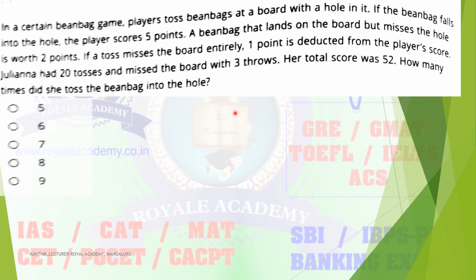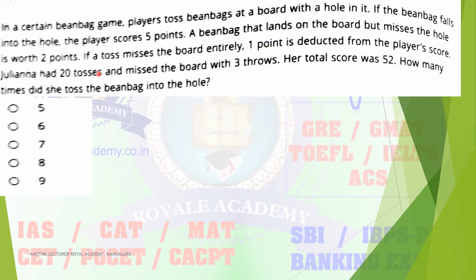How many times did she toss the beanbag into the hole? That is what you have to find out. These are the options. In a certain beanbag game, the player tosses beanbags at a board with a hole in it. If the beanbag falls directly into the hole, the points are 5. If the beanbag lands on the board but misses the hole, then the points are 2. If the toss misses the board entirely, the board as well as the hole, then 1 point is deducted from the player's score.